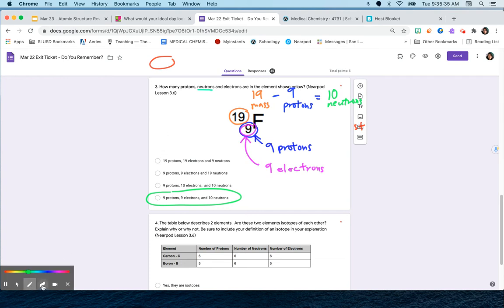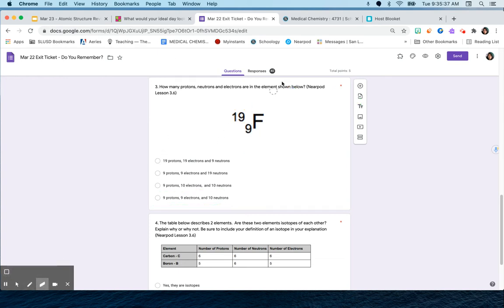Other than that, there weren't too many errors that I noticed on the exit ticket. Everything else looked pretty great.